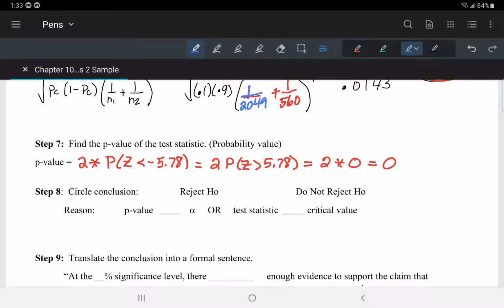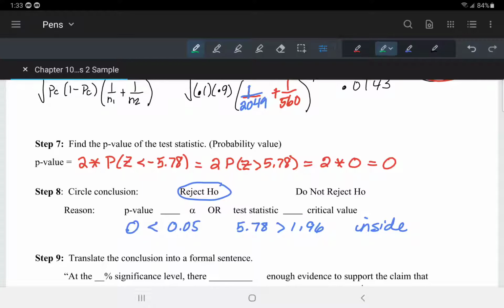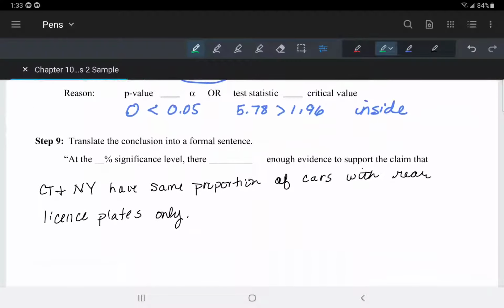And now we can circle our conclusions. We were in the rejection region. We will reject H sub 0. We can do that based on the p-value method, that 0 is less than alpha, which was 5%, or because the test statistic, 5.78, is greater than 1.96, which is the critical value. The key thing is that we were inside the rejection region. And that will allow us to make the formal conclusion.